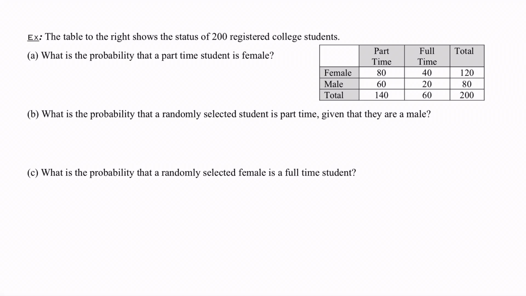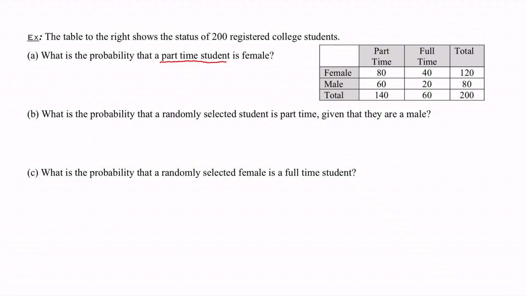In this next table, we have a sample of 200 college students, and we've organized the information here so that we have one group of part-time students, one group of full-time students, and those are represented in the columns, and then we have one group of female and one group of male represented in the rows. Now, when we read the first one, we have to read it carefully.